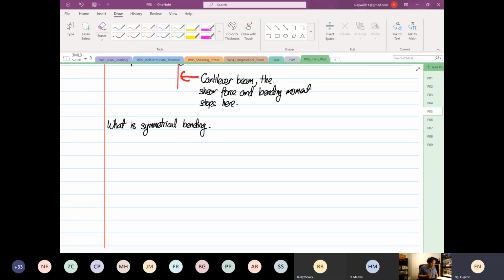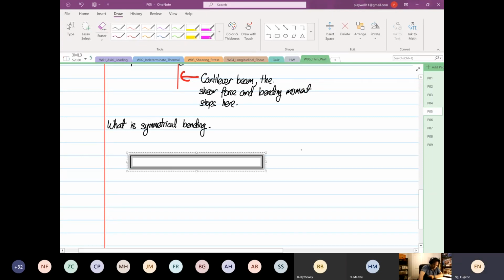Okay, so what is symmetrical bending? So if we have a structure like this. By the way, thank you for letting me know. Okay, this is important. I think I have to rejoin. My screen is still frozen. I will join it again. Okay, don't worry, we are recorded. You can watch the video for the last 15 minutes. Don't worry about it.